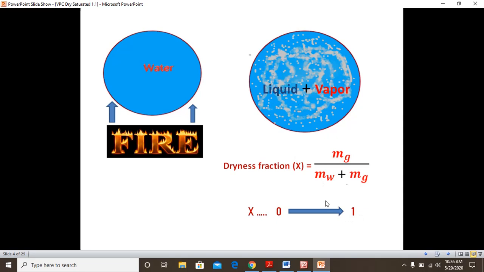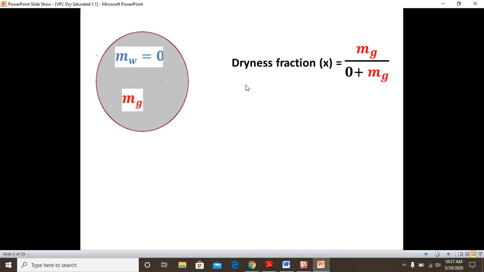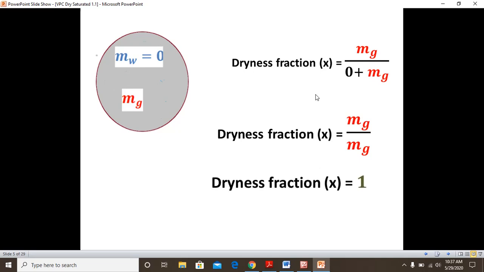If it is fully liquid, then x will be 0. If it is fully vapor, then x value will become 1. After supplying heat energy continuously to the same volume of water, the whole amount of liquid will be converted into the gaseous phase. Therefore you see here mg divided by mg plus 0, where the 0 is for liquid water. Liquid water mass is 0 here. Therefore the drainage fraction here is equal to 1.